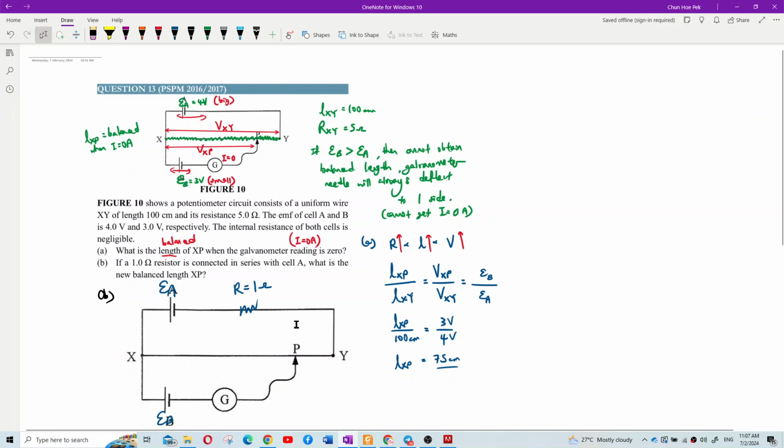So how, class? How? If like this, you must realize, class. The top here actually got current. Below here when balanced there is no current, no current at all. But at the top here got current, positive, negative. So here got current.